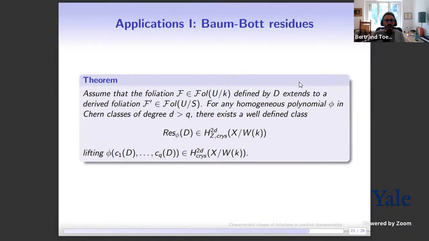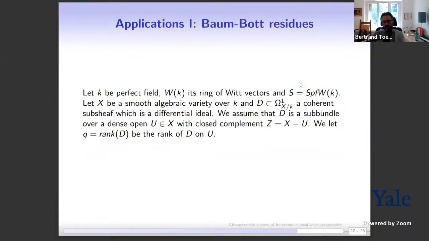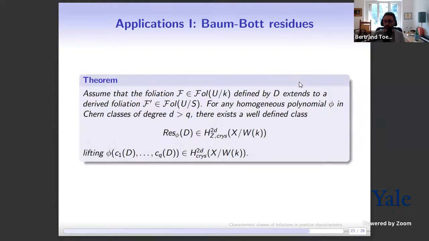Now, under these conditions, assume that D restricted to U gives me a foliation on U in the most standard way. But now assume that it extends to a foliation of U over S. Extends means there is a derived foliation F prime such that, if I pull it back along Spec K mapping to U, so I have this pullback from foliations on U over S to foliations on U over K, just pulling it back to the closed point, the pullback recovers F.